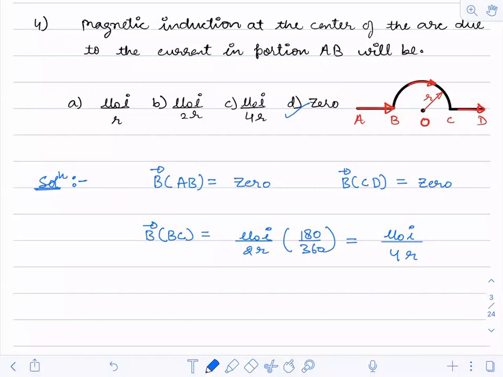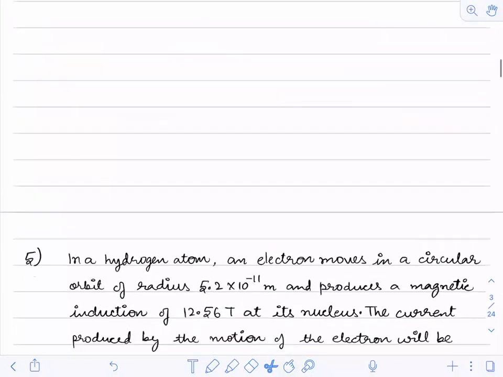Do you understand this? All of you understood what I have done over here? The question asks for AB, so for AB it's 0. I have calculated for CD also, which is 0. And for that arc portion, which is BC, you'll calculate it as mu naught I by 4R. Now next, question number 5.